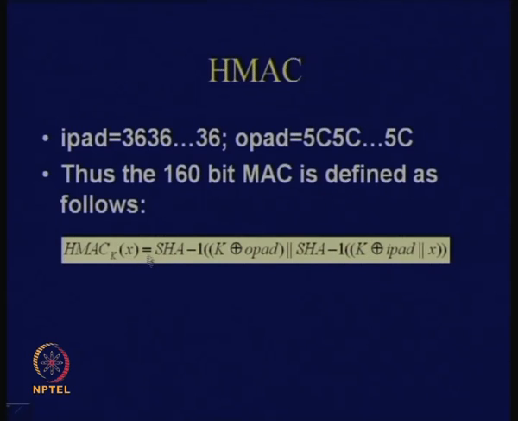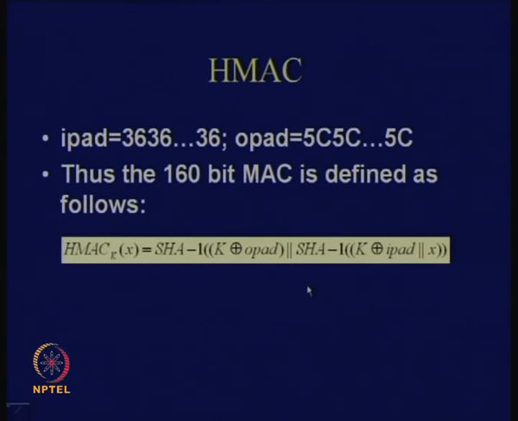How many times you repeat 36 depends upon the parameters of SHA-1. For example, for k XORed with OPAD, suppose k is a 512 bit value. Obviously 36 is 8 bits, so it is 512 by 8, which is 64 times you have to repeat the value 36. Similarly for 5C.